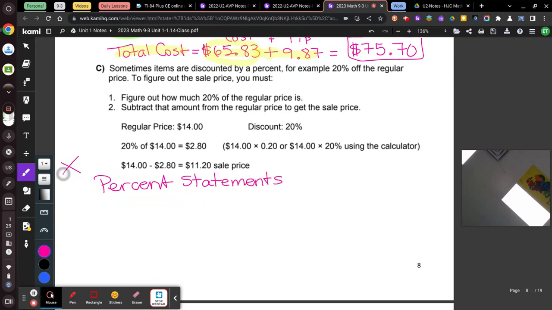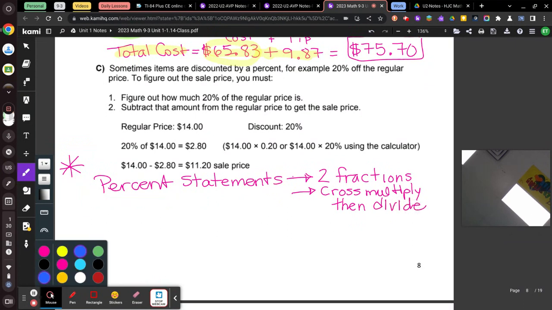There's 3 of them, and we need to know how they work because we set them into a cross, multiply, and divide. So percent statements, 2 fractions, and then you cross, multiply, and divide. Cross, multiply, then divide.